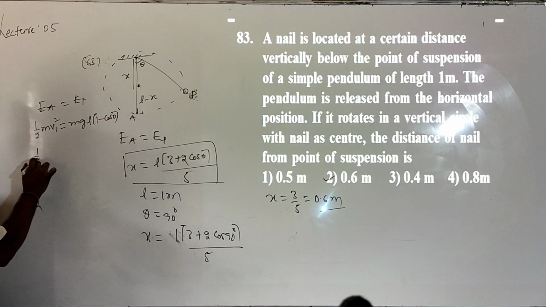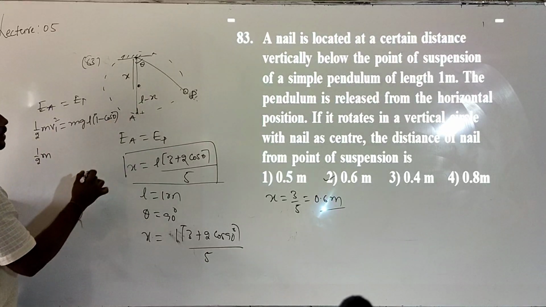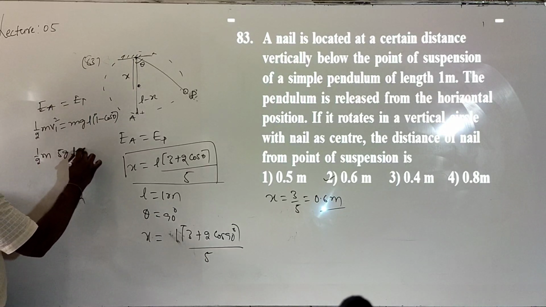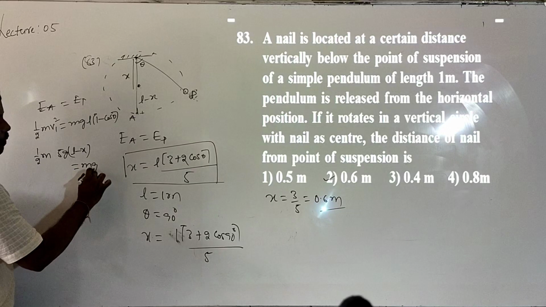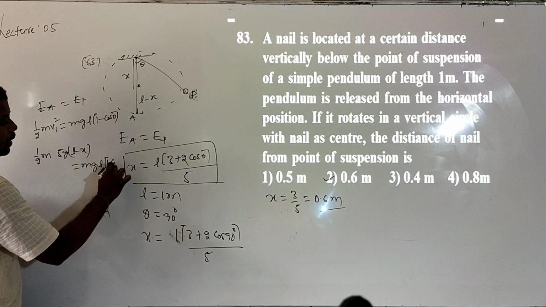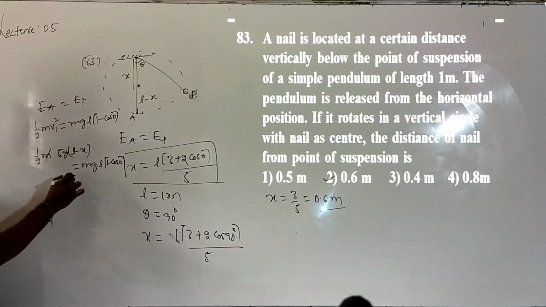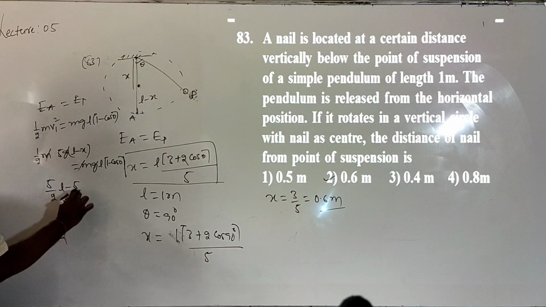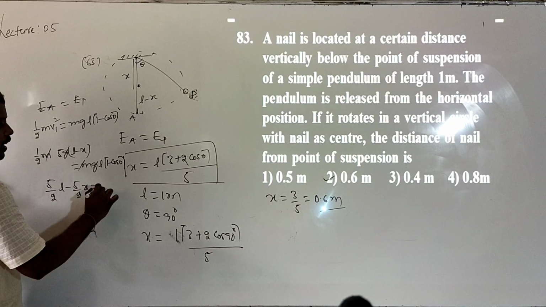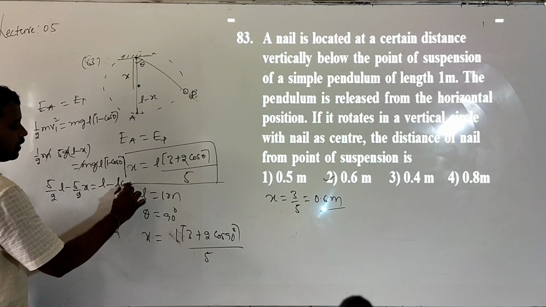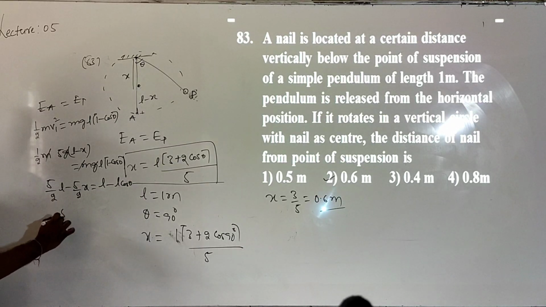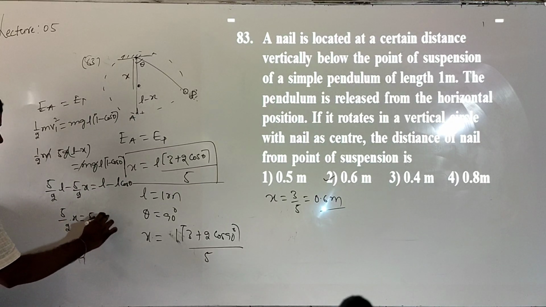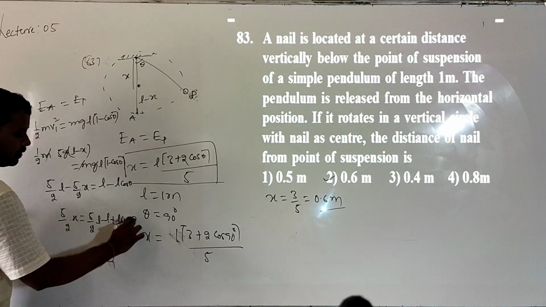Therefore, 1 by 2 into m into, to execute vertical circular motion, the velocity at the lower end formula 5 into g into r, where r is given by L minus x, will be equal to m into g into L into (1 minus cos theta). Here the m and g cancel. Then we get 5 by 2 into L minus 5 by 2 into x equal to L minus L cos theta. Correct? From this, which value do I want to calculate? 5 by 2 into x is equal to 5 by 2 into L minus L plus L into cos theta.